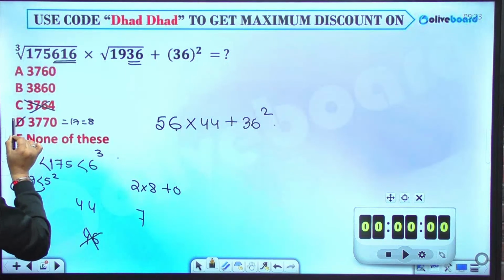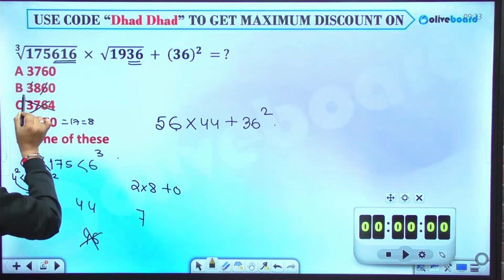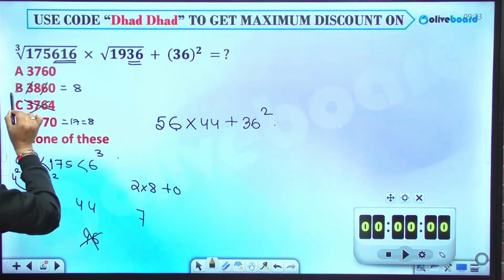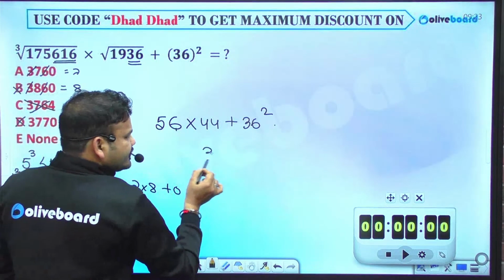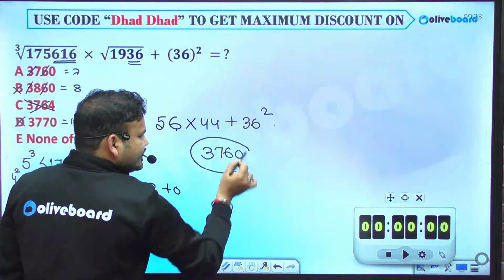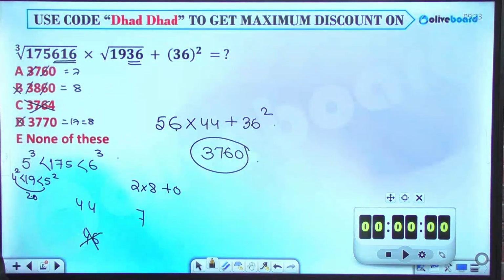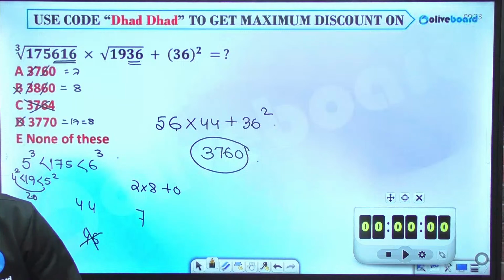So this won't be the answer. 6 plus 3 is 9, eliminated. This is 8, so this won't be the answer. 6 3 9 7, so this is 7, so the answer will be 3760. We have checked it via two parameters, via unit place as well as the digital sum. Clear?